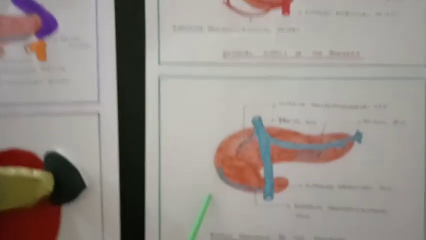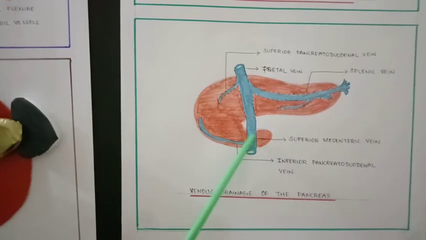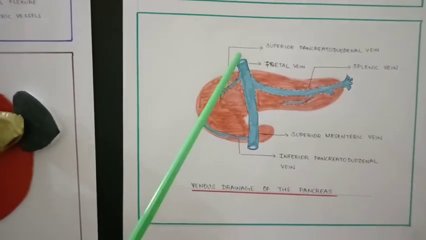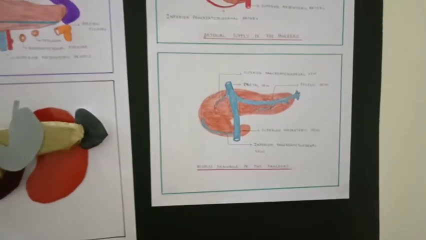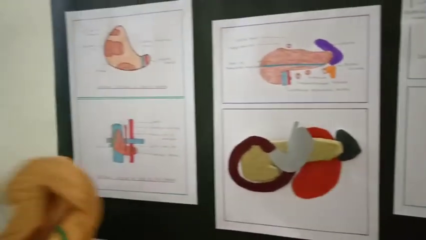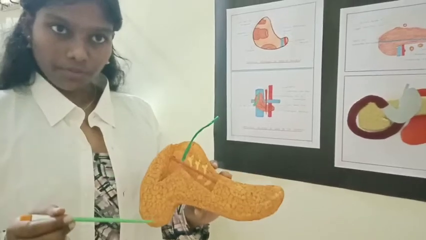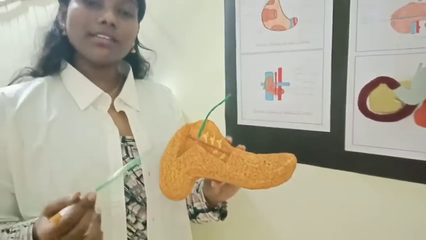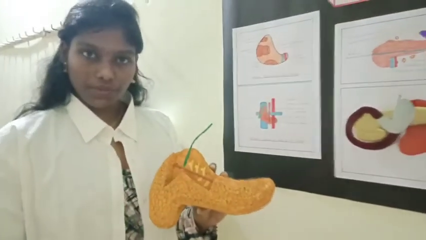Next is the venous drainage. The venous blood is drained by the superior mesenteric vein, splenic vein, and finally into the portal vein. Next is the lymphatic drainage. The lymph is drained by the pancreatosplenic lymph nodes, superior mesenteric lymph nodes, and the celiac lymph nodes. The nerve supply is by the parasympathetic vagus nerve and sympathetic splanchnic nerves.